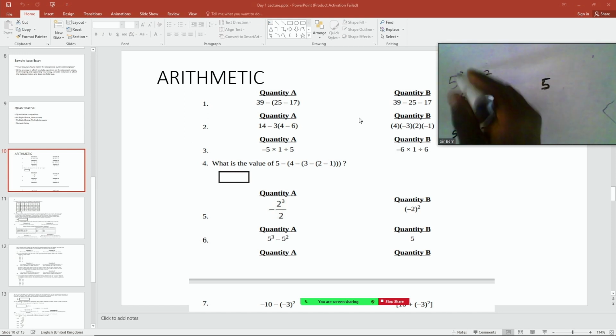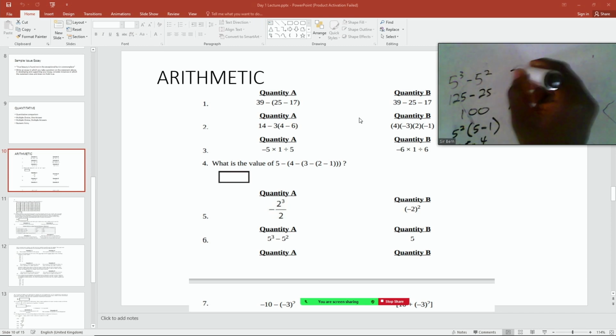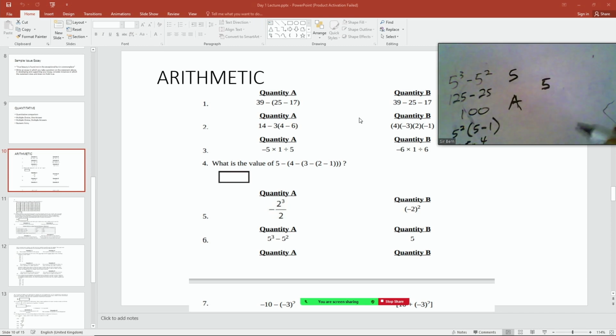Someone may see this to be, okay, 5 cubed minus 5 squared, then means that the answer is 5. That is not that. 5 cubed is 5 times 5 times 5. So that is 125. So don't be, let me say, trapped. Moving on to question 7.